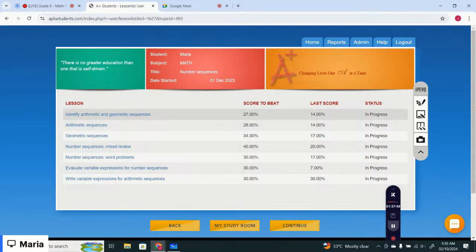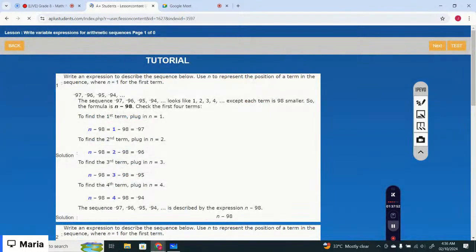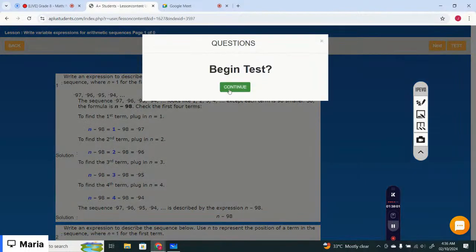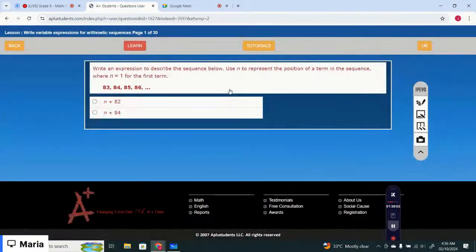The next one is write variable expressions for arithmetic sequences. Now you are given the sequences. You need to write down the mathematical expressions. Let's just start with the test questions. You can have a look at the tutorial by yourself later today. Okay.